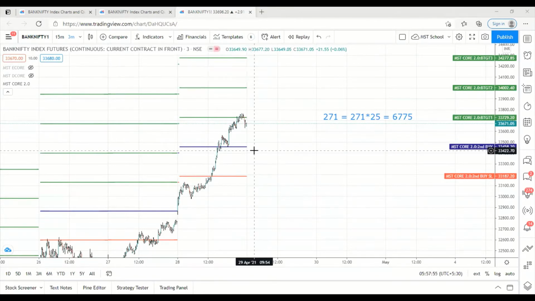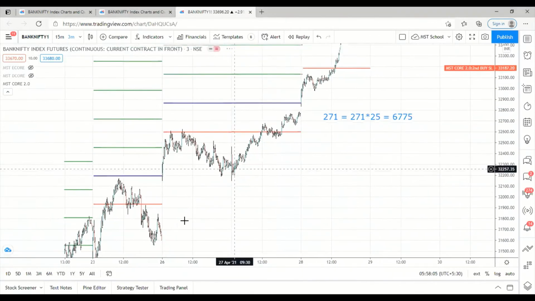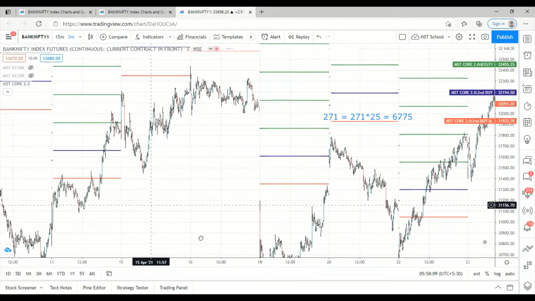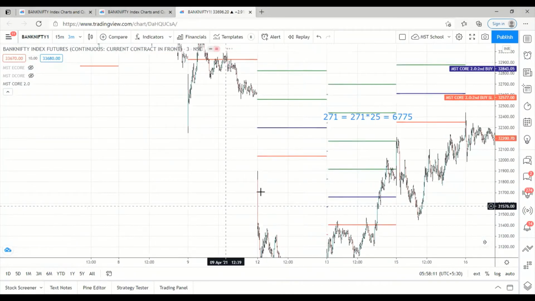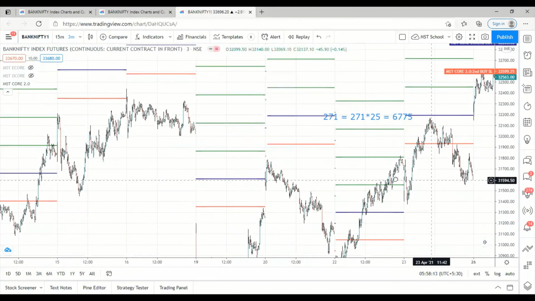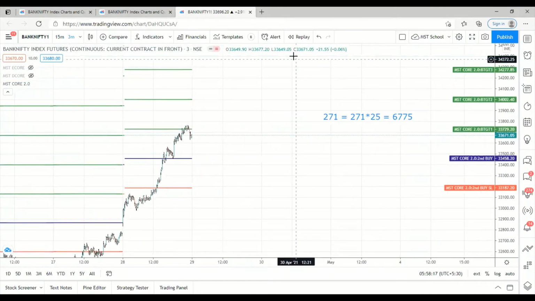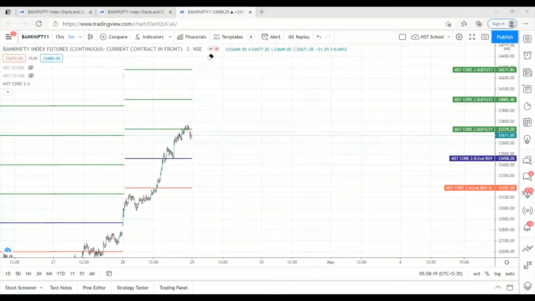Overall, in a month, you will get a good profit. Last month, we booked around 67,000 rupees. The previous month, we booked some 50,000 rupees. You can see the previous day performance. All the data is with you. We cannot hide anything from you. You can follow and check for any day. So this is for the Bank Nifty MST Core 2.0.